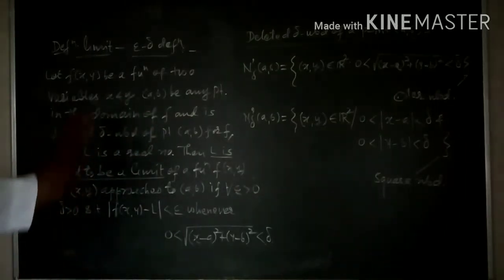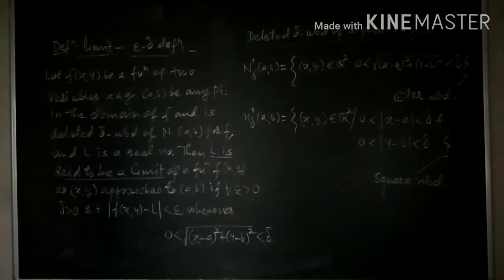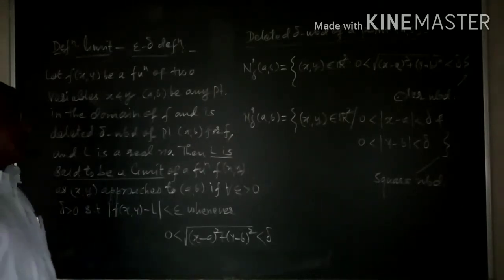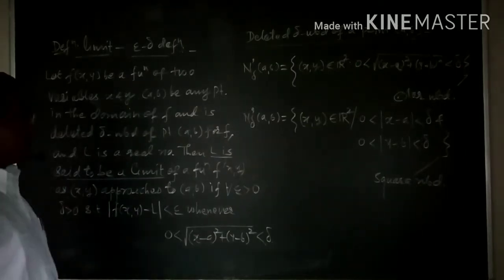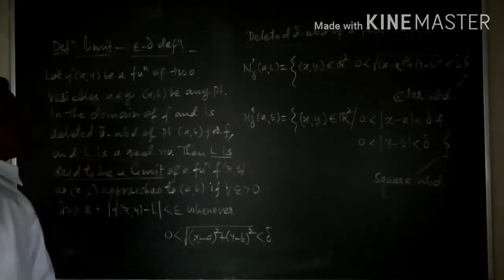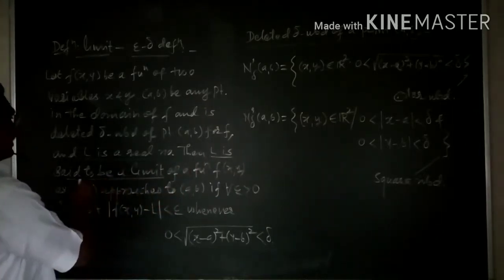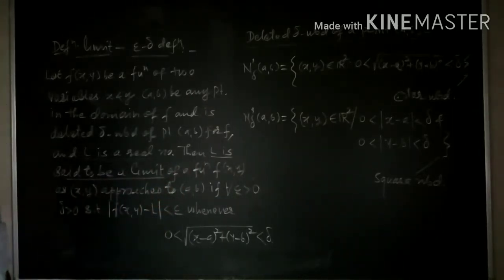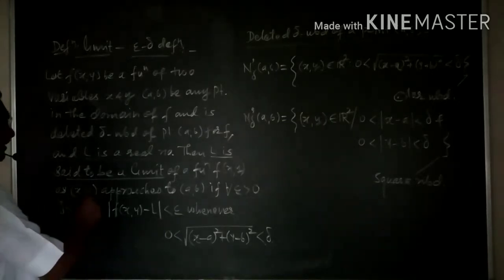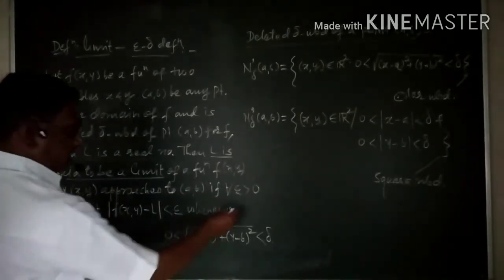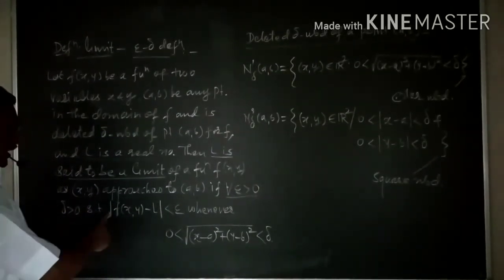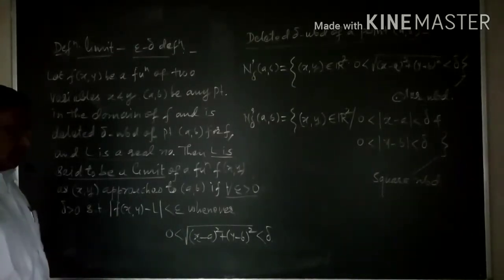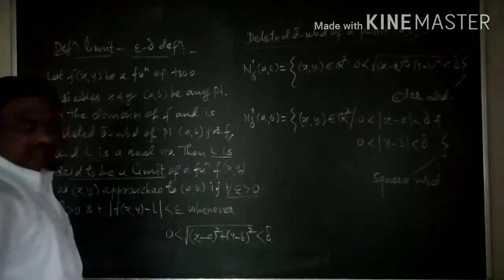Let us have the definition. Let f of x, y be a function of two variables, x and y, and (a, b) be any point in the domain of f, and let us consider the deleted delta neighborhood of the point (a, b). Let L be any real number. We say that L is the limit of the function of two variables x and y as the point (x, y) approaches the point (a, b), if for a given epsilon greater than 0, we can find delta greater than 0 such that the absolute value of f of x, y minus L is less than epsilon whenever this happens.